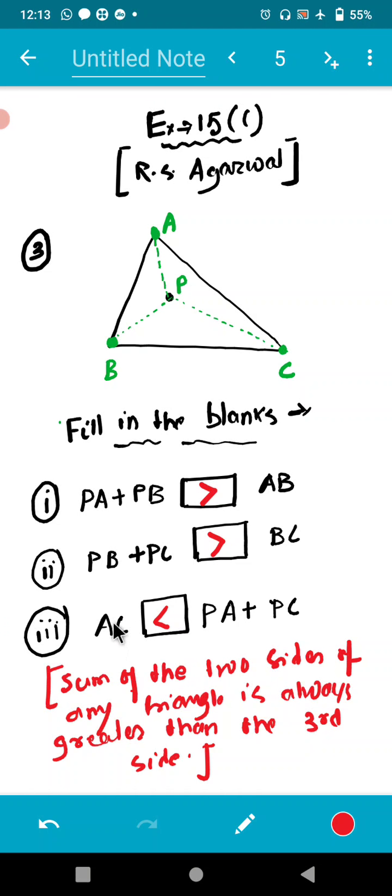Be careful. Okay, so we are comparing AC with these two. We are not comparing the sum of these two with this. We are comparing AC with the sum of these two. So obviously AC would be less than the sum of PA and PC. Okay, so I hope all of you have understood whatever sums I have explained today.